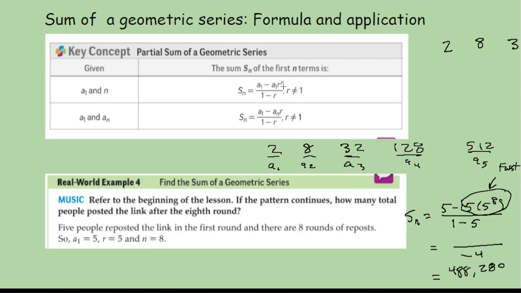Now, a real quick thing here. Some of you might notice that, hey, you could rewrite this, right, as a1. You can factor out an a1 and just make this 1 over.